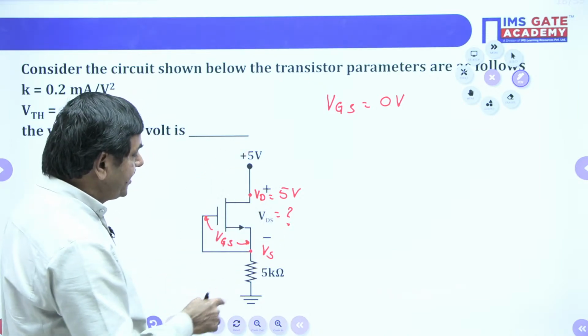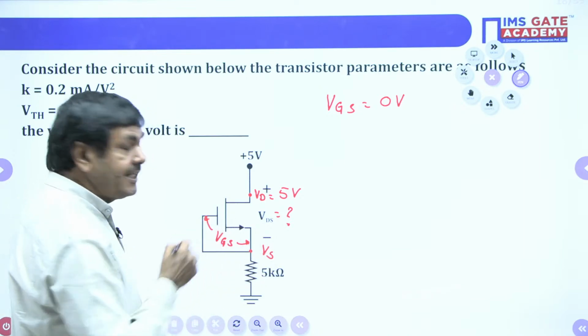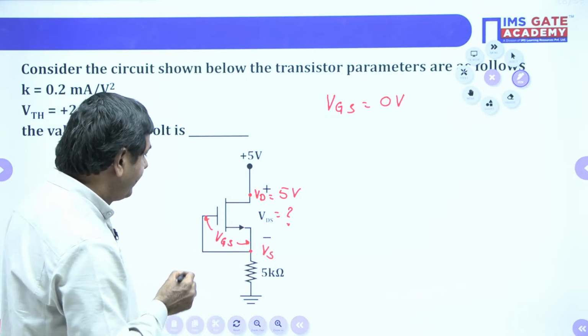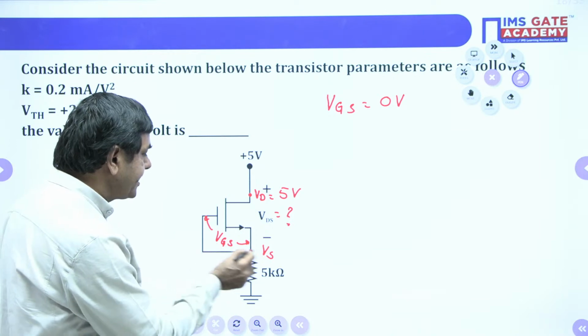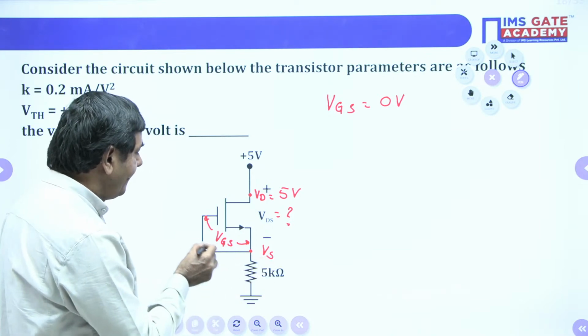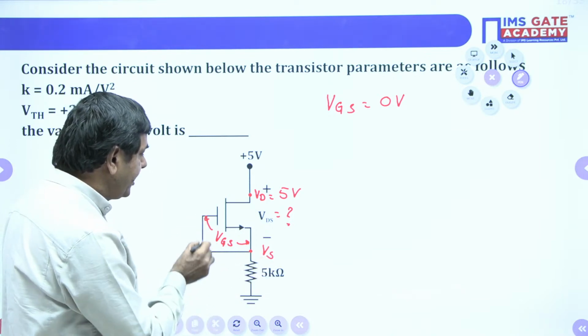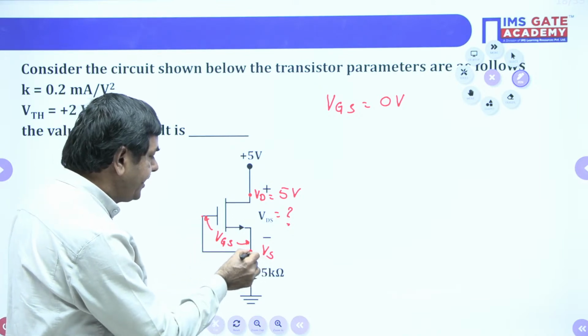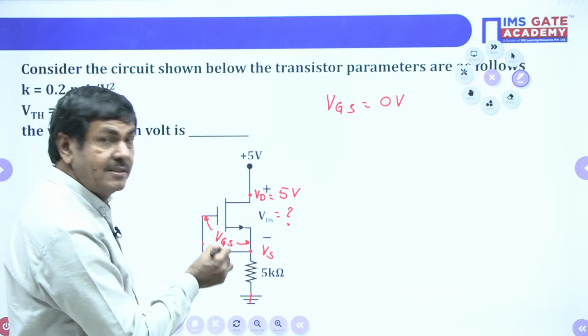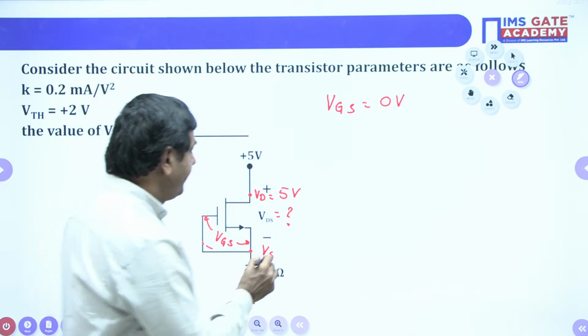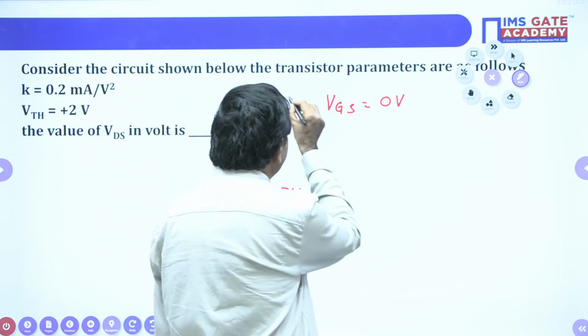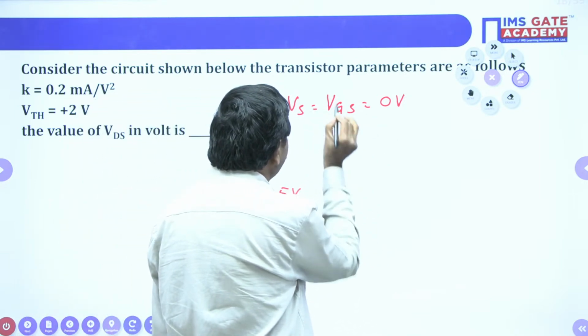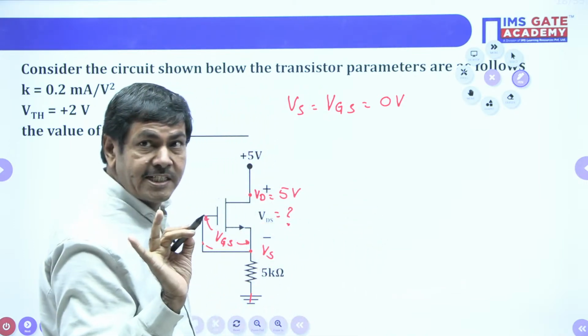VGS is 0, so what is the VS value here? VGS and VS are the same here. Whenever you are applying 0 here, what voltage can you have? 0 only. VGS and VS are the same voltage, the same 0 voltage. It won't differ. And finally, only one point we can say here now.